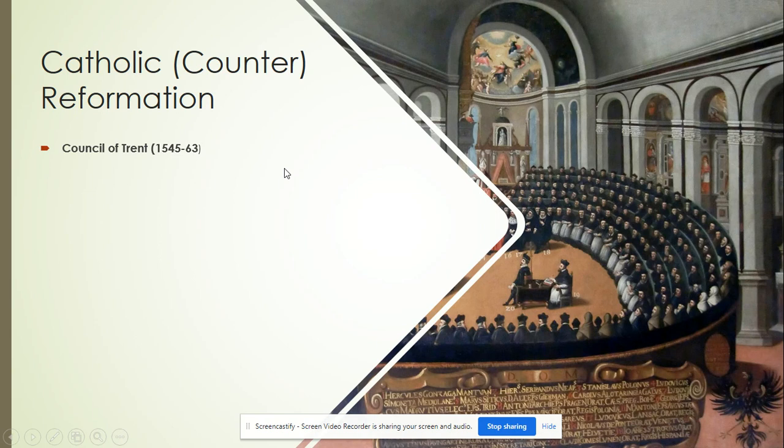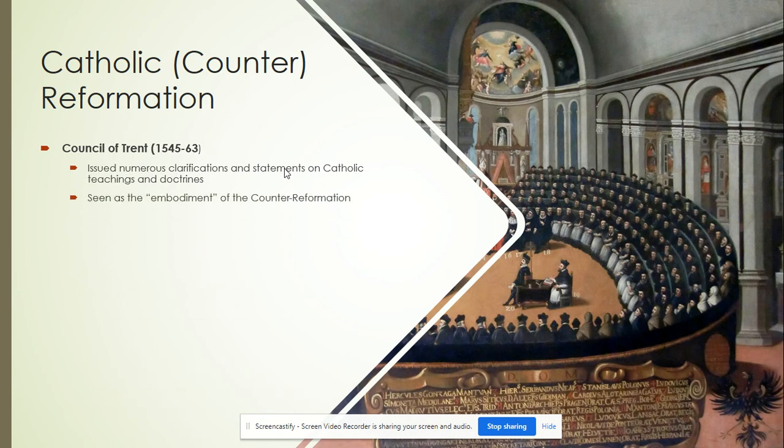The most famous event here is the Council of Trent, which is a series of meetings that occur over basically a 20-year time period, 1545 to 1563. And the Council of Trent is issuing numerous clarifications and statements on Catholic teachings and doctrines. What the Catholic Church is trying to do here is to standardize the practice of Catholicism around the continent and soon to be around the world, because within this, the New World has been discovered by Europeans, and now there's a race to convert all of these natives.